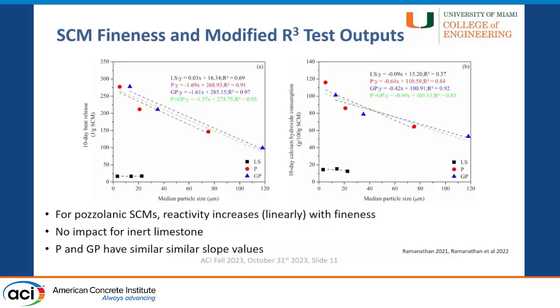So, just to give you a summary of the slide, for pozzolanic SCMs, reactivity generally increases with fineness, and there is no impact for inert limestone. Funnily enough, the materials that we had here for pumice and glass powder had very similar slope values, so we thought of just clubbing them up, and that's why you see the green line up there.